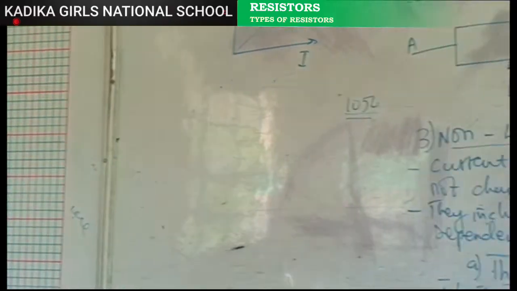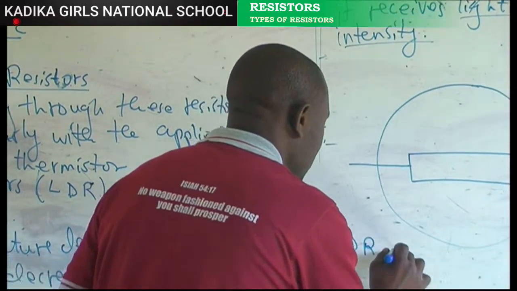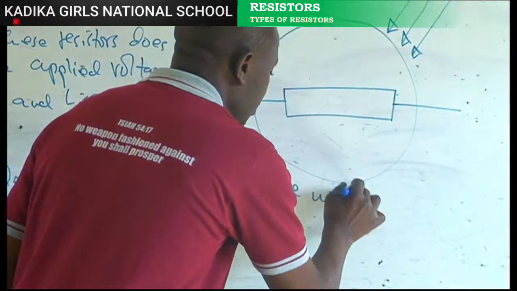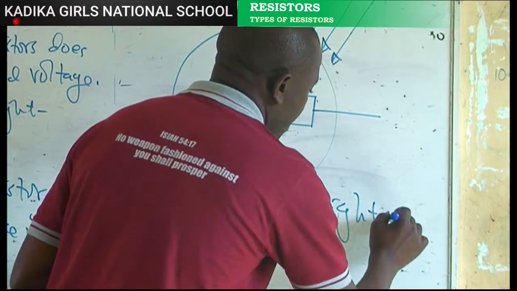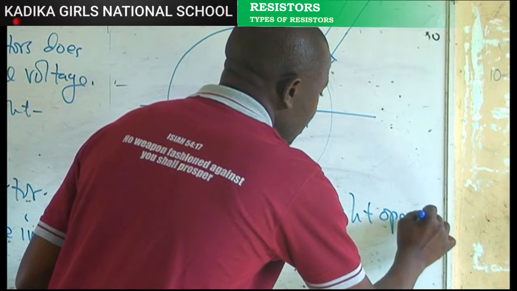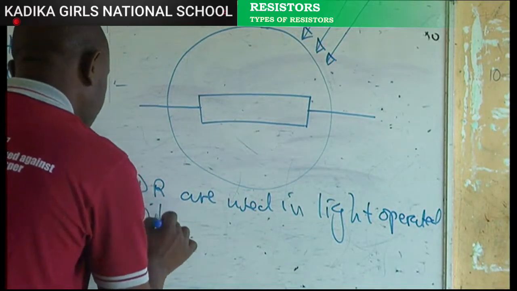So that is the light dependent resistor, and we are saying that LDRs are used in light operated switching circuits.